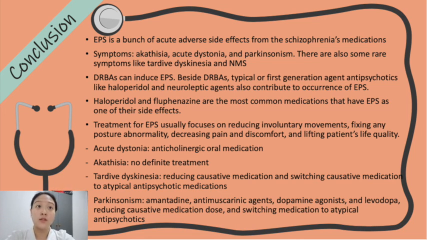Mild to moderate acute dystonia may be reversed by taking anticholinergic oral medications, while akathisia treatment is still in trials. Tardive dyskinesia could be treated by reducing causative medication and switching to atypical medications, while Parkinsonism could use medications such as amantadine, antimuscarinic agent, dopamine agonist, levodopa, reducing causative medication dose, and switching medication to atypical antipsychotics.